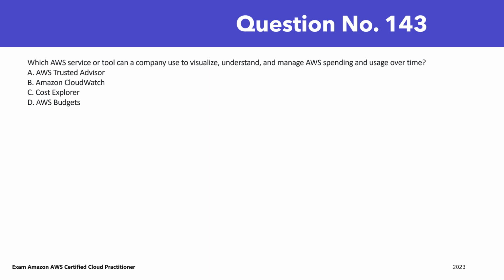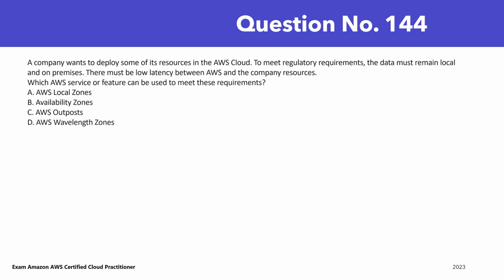A company wants to deploy some of its resources in the AWS Cloud. To meet regulatory requirements, the data must remain local and on-premises. There must be low latency between AWS and the company resources. Which AWS service or feature can be used to meet these requirements? A. AWS Local Zones. B. Availability Zones. C. AWS Outposts. D. AWS Wavelength Zones. Correct answer, A.